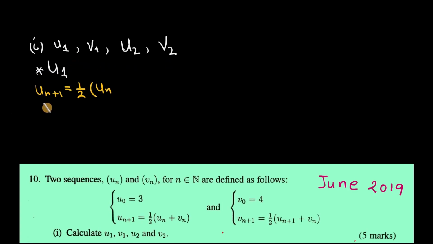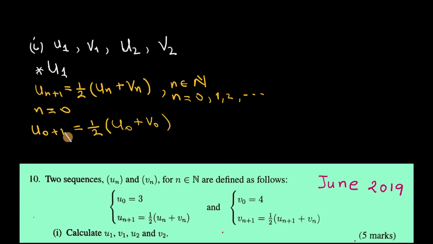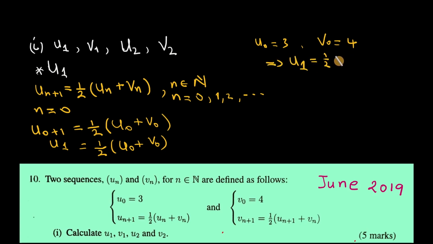You know, un plus 1 is equal to half into un plus vn, n belonging to the set of natural numbers. That is, n can be 0, 1, 2, and so on. Now, let's choose n to be equal to 0. u0 plus 1 is equal to half into u0 plus v0. That is, we substitute n equals 0 anywhere we see n here. That is, u1 is equal to half into u0 plus v0. But from the question, u0 equals 3, v0 equals 4. That is, u1 is equal to half into 3 plus 4, which is equal to 7 over 2.